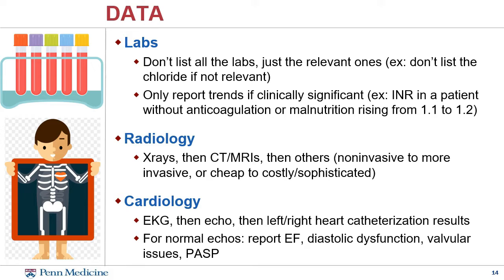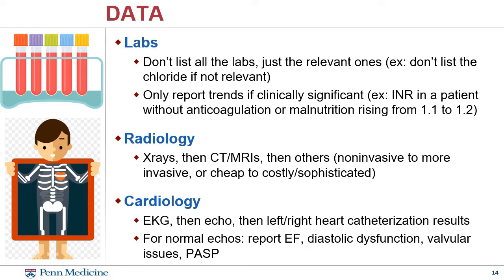For radiology, you want to start in the order that you think the person in the ED or the previous provider would have ordered these. So we usually start with least expensive and least invasive to most expensive and most sophisticated. So for example, most people are going to get a chest x-ray first, then they're going to do a CT of the chest. You want to give the x-ray, then the CT, and then if relevant, an MRI.